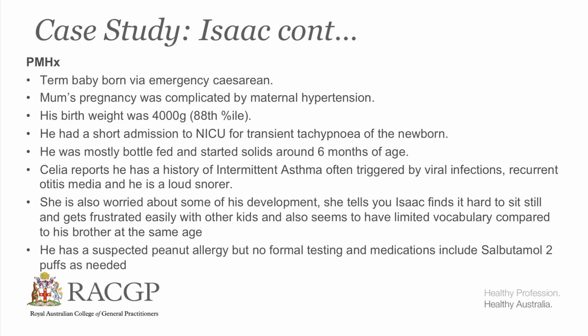In terms of past medical history, he was a term baby born via C-section. Mom's pregnancy was complicated by maternal hypertension. His birth weight was 4,000 grams, I beg your pardon, 88th percentile. He had a short admission to NICU for transient tachypnea of the newborn. He was mostly bottle fed and started solids around 6 months of age. Celia reports he has a history of intermittent asthma, often triggered by viral infections, and recurrent otitis media, and he is a loud snorer. She's also worried about some of his development. She tells you Isaac finds it hard to sit still and gets easily frustrated with other kids, and has a limited vocabulary compared to his brother at the same age. He has a suspected peanut allergy, but no formal testing, and medications include salbutamol 2 puffs as needed.